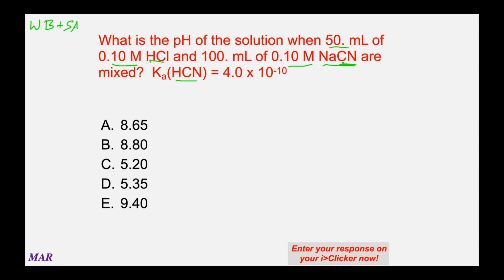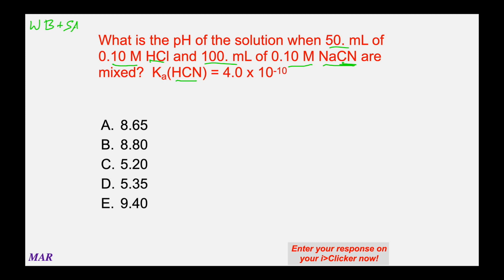We have less HCl than we have the base. So if we have less HCl and the concentrations are the same, that means we're going to have more moles of the base than we have moles of the acid. So this is the so-called pre-equivalence region of the weak base plus strong acid, where you have more moles of weak base than you have moles of strong acid.